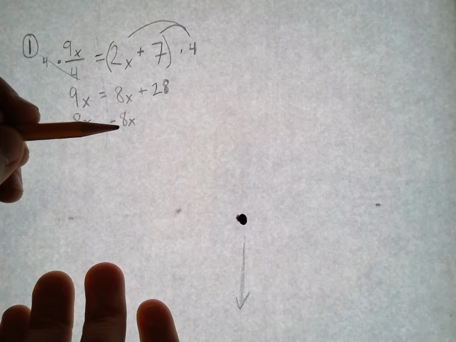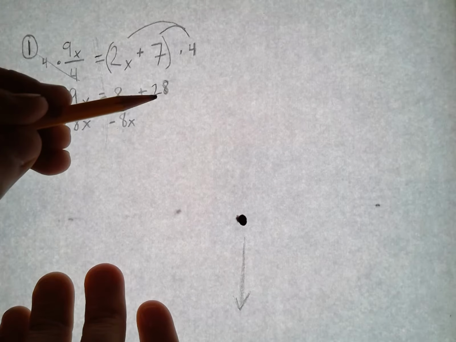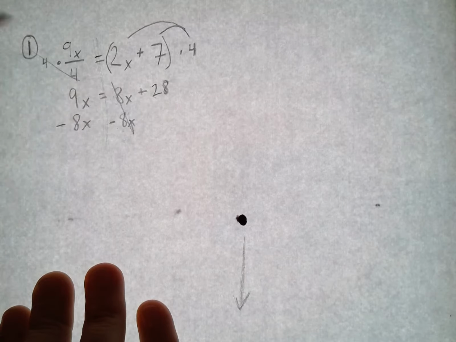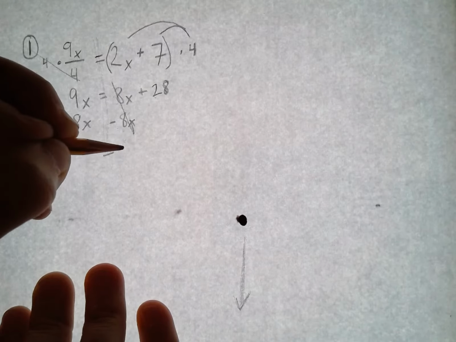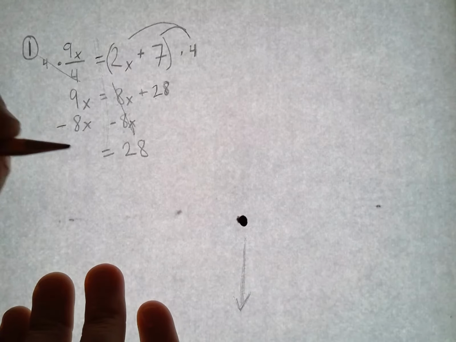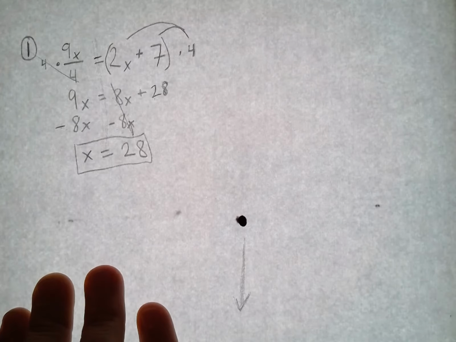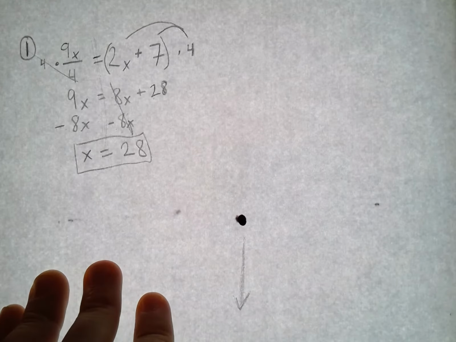8x minus 8x is 0x. 0 times x is 0. 0 plus 28 is just 28. So I'm allowed to cancel that over there. I'm left with just 28 on this side. 9x take away 8x. I found that my answer is x equals 28.